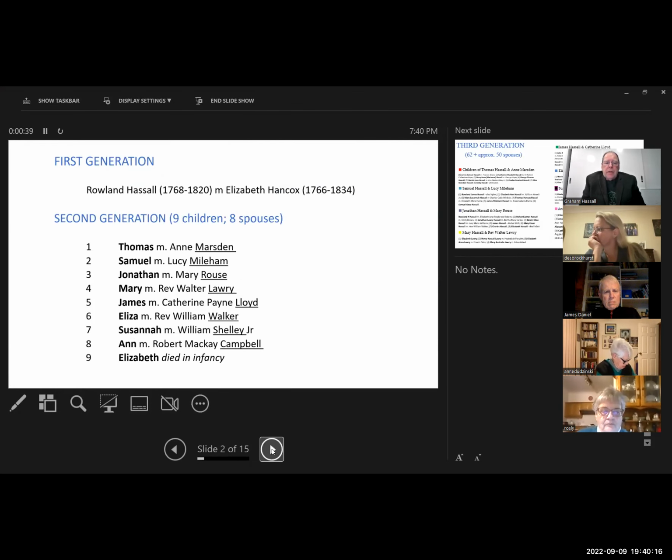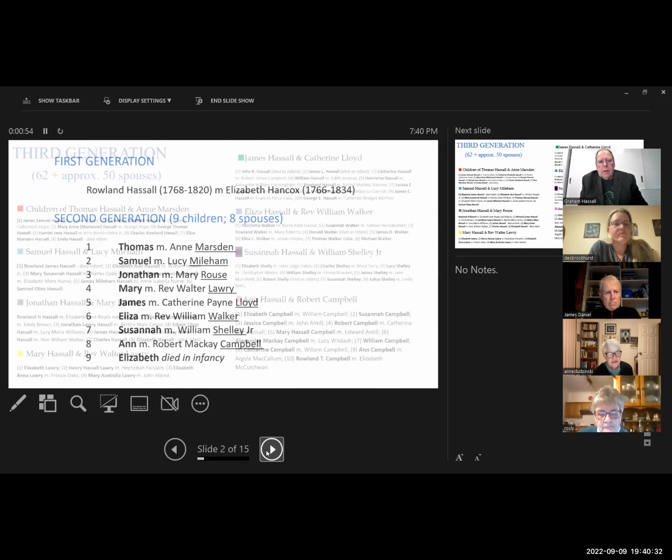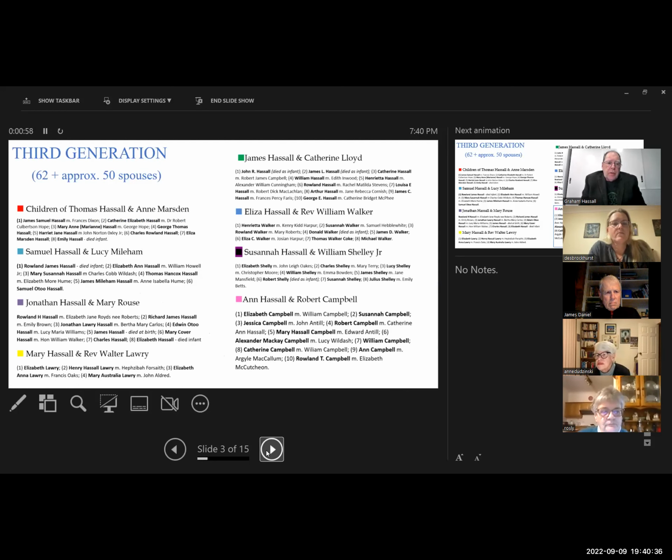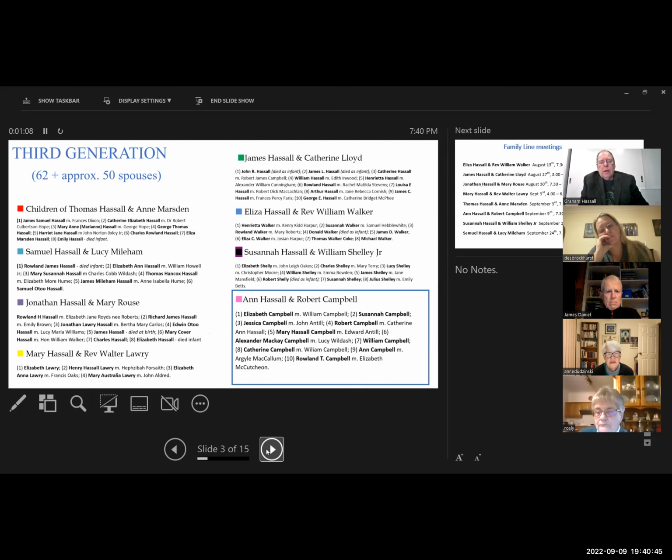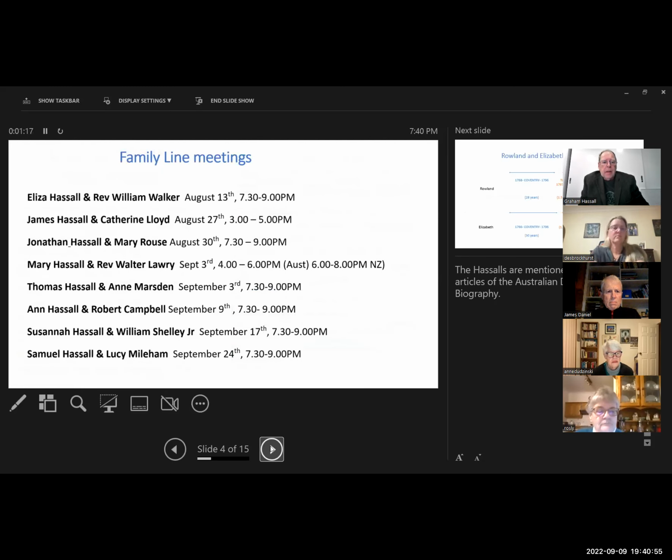Roland and Elizabeth, who are the forebears that we focus on, had 9 children, 8 of whom grew to adulthood and married, and each of those 8 had fairly large families. And by the third generation, there's approximately 62 offspring. And of course, in this session, we're focusing on Anne, who's the last born apart from poor Elizabeth, who drowned at the age of 2. But Anne then is one of the youngest. And this is in a series of presentations that we're making, two to follow this one.